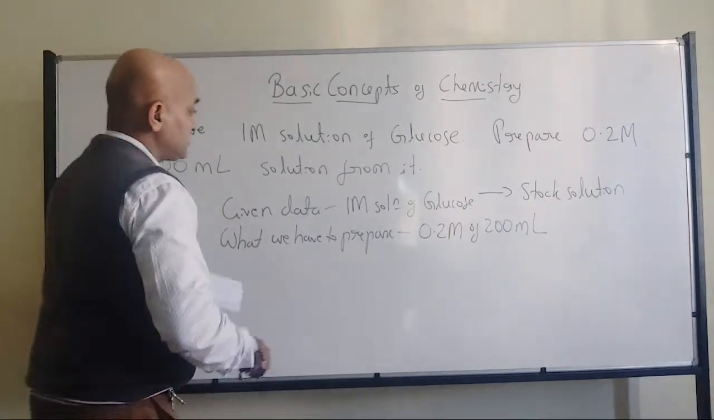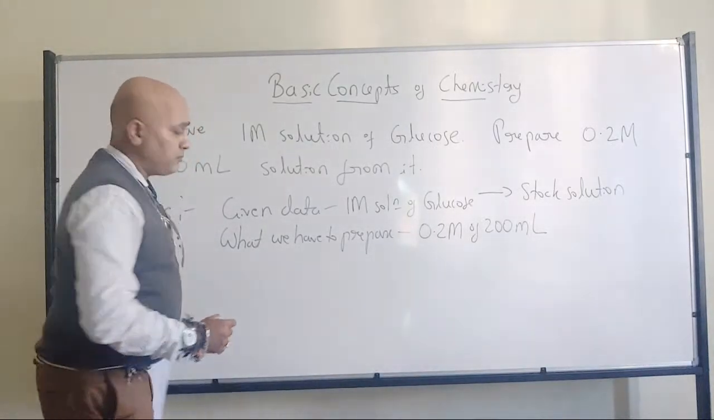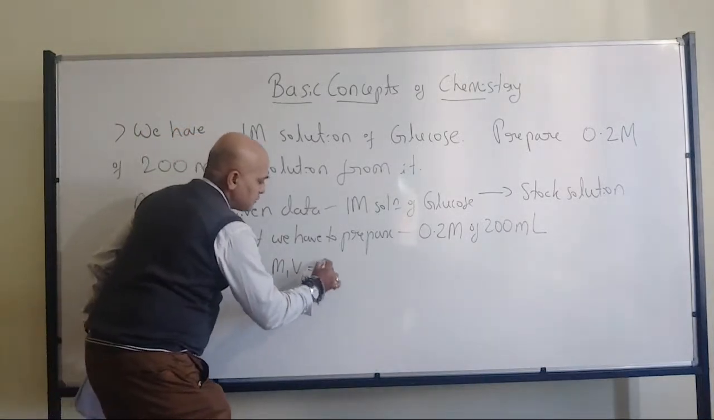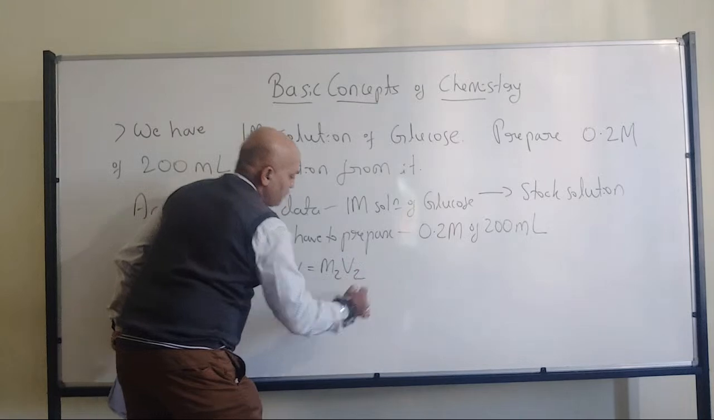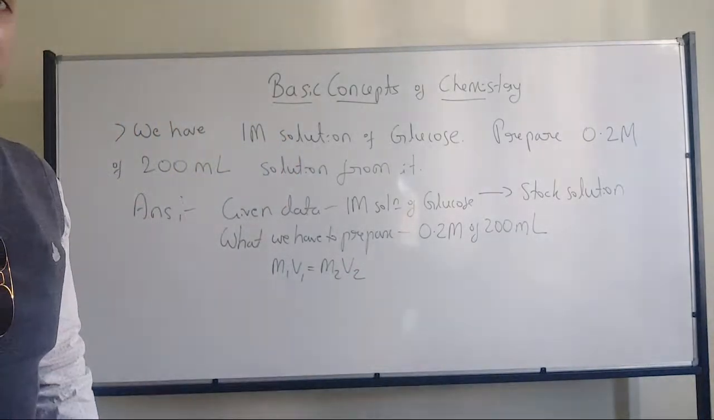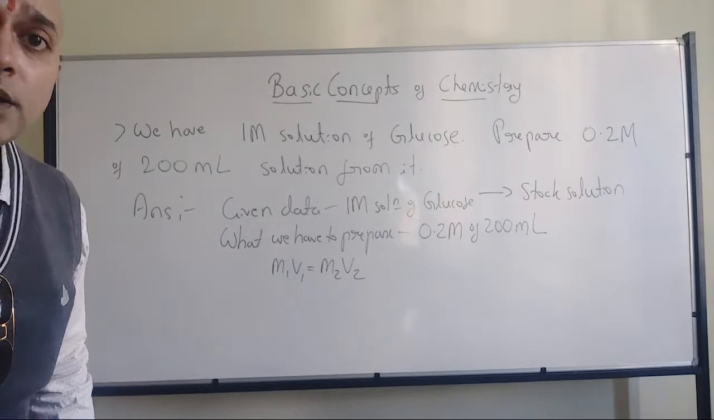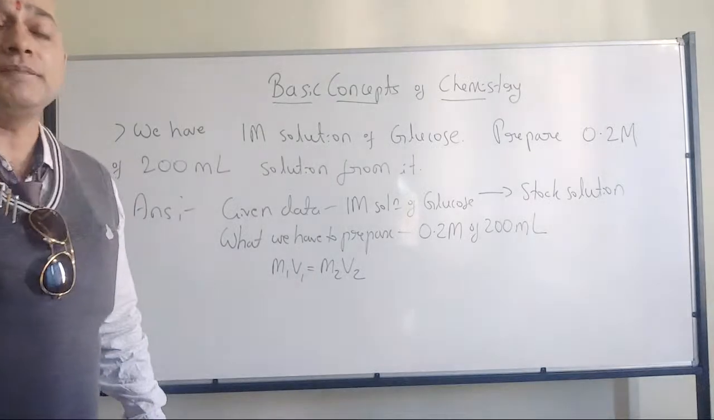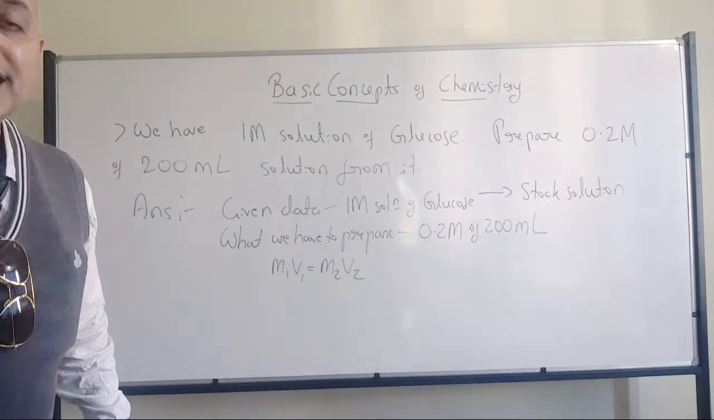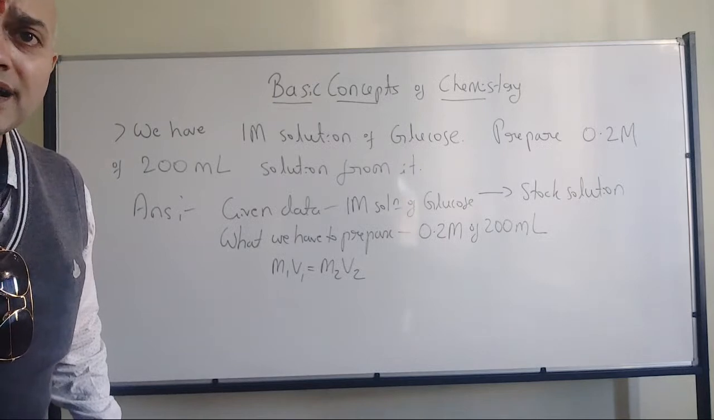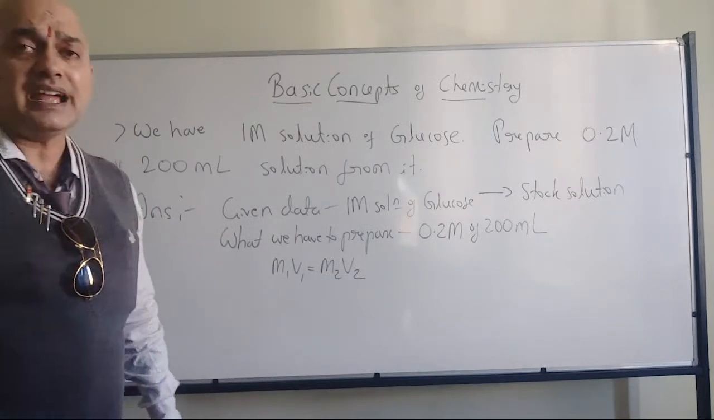For this, we have to use one formula, that is M1V1 is equal to M2V2. Why am I discussing this problem? Because this type of problem you will come across in titration in your laboratory, not even going for higher studies. In your first PU and second PUC, practical titration will be there, one titration.